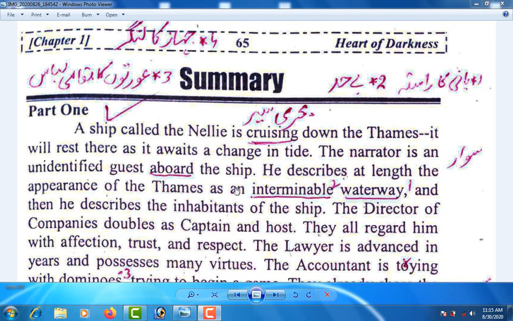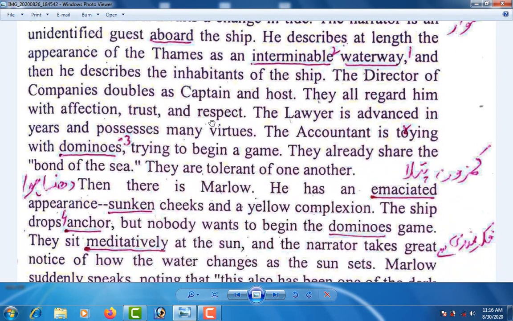He describes at length the appearance of the Thames as an interminable waterway, and then he describes the inhabitants of the ship. The director of the company doubles as captain and host. They all regard him with affection, trust, and respect. The lawyer is advanced in years and possesses many virtues.